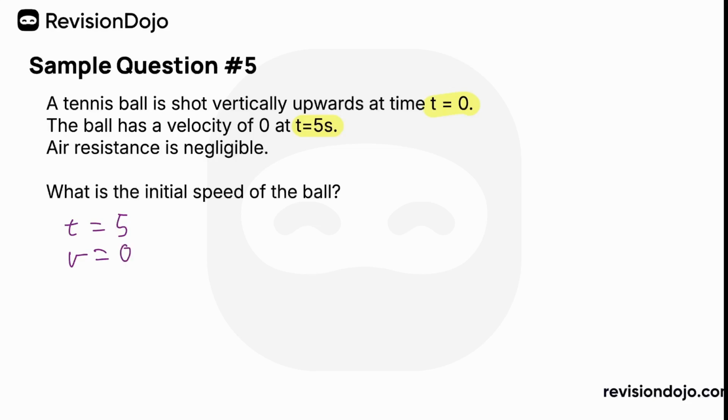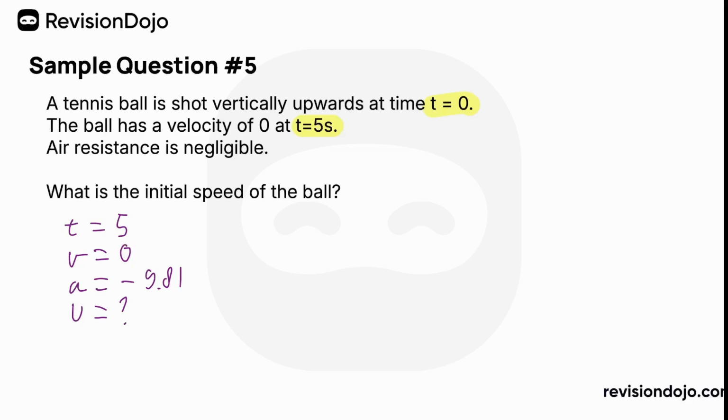Also, we assume in this kind of question that this is going on planet Earth, so we know that the acceleration is going to be negative 9.81, because the ball is being slowed down by gravity as it is shot vertically upwards, and it is the only acceleration acting on it because air resistance is negligible. So we're looking for the initial speed.